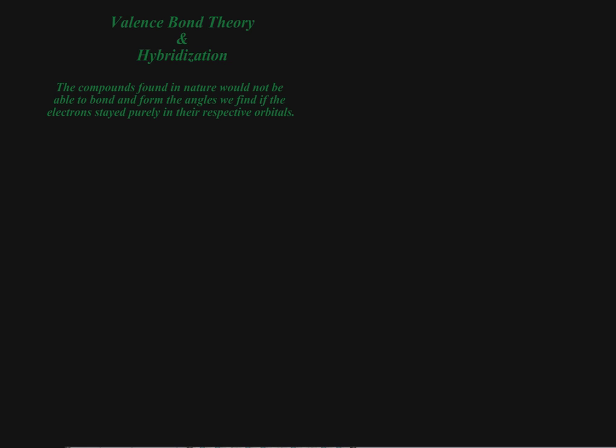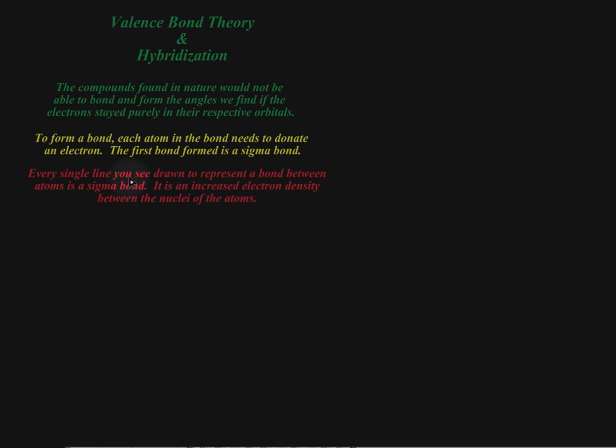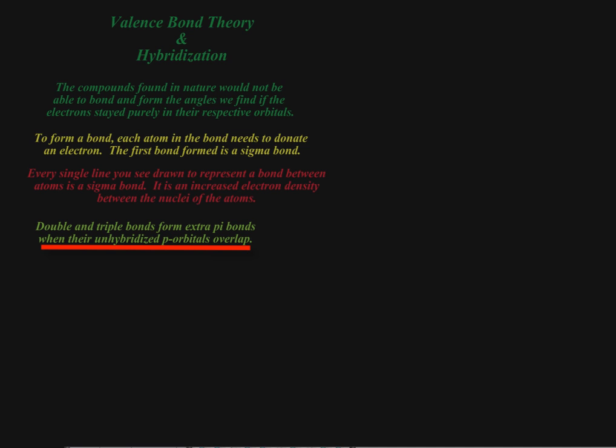So to form a bond, an atom needs to donate an electron, and the first bond that's formed is a sigma bond. All those single bonds we've been drawing in the Lewis structures were sigma bonds. It's basically an increased electron density, or probability of finding an electron, between the nuclei of the atoms. It forms a bond between these two atoms and is the foundation for a double and a triple bond as well. So double and triple bonds have extra pi bonds, in which unhybridized p orbitals that have an unpaired electron overlap.